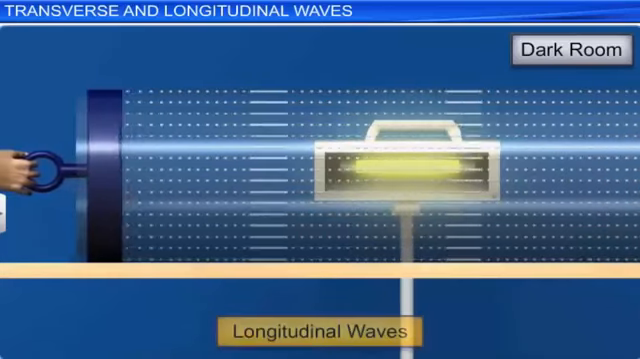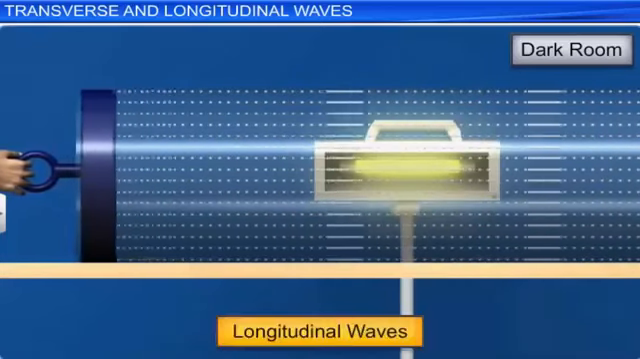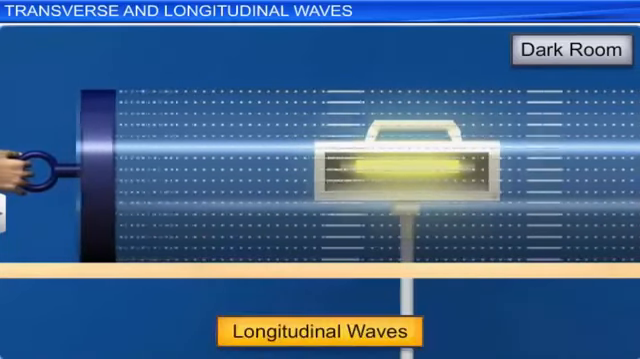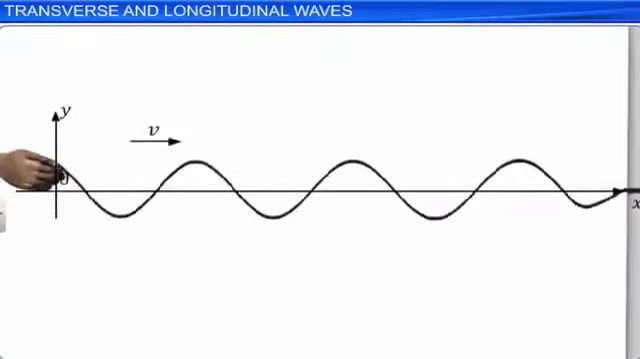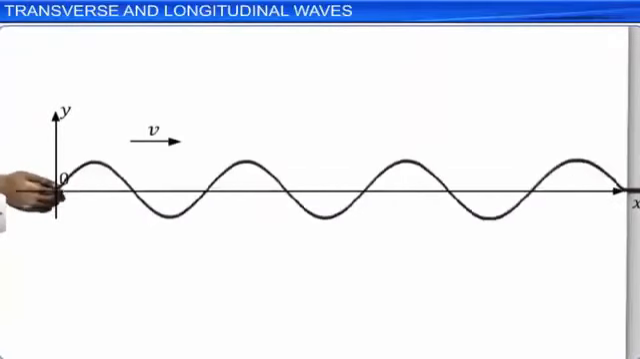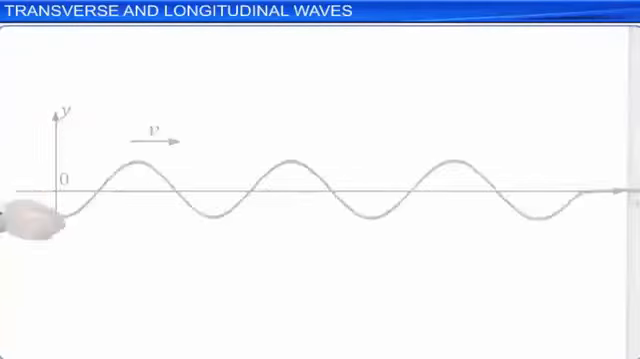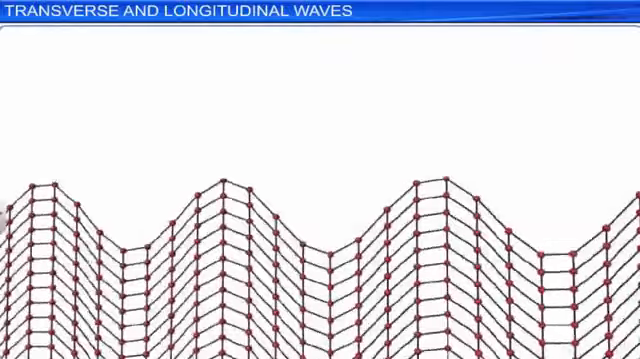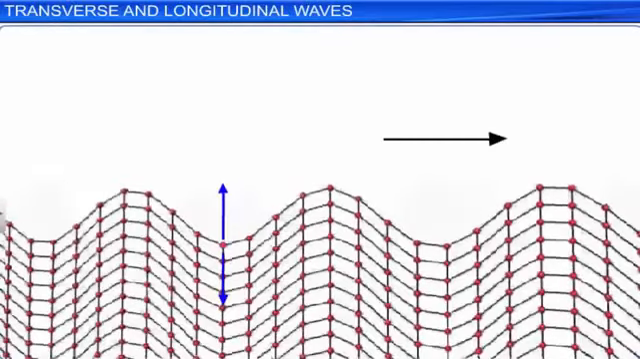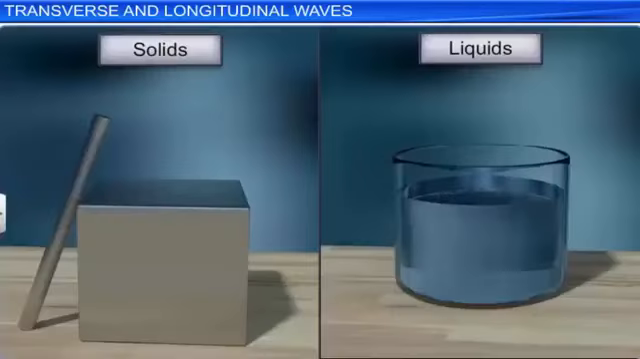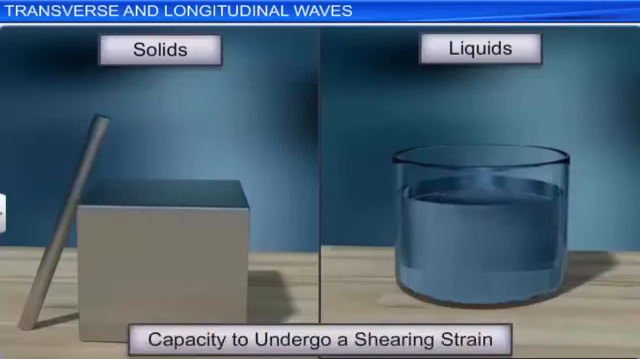In a transverse wave, as the wave propagates, each element of the medium undergoes a shearing strain. Elements in solids and liquids have the capacity to undergo a shearing strain. Therefore, transverse waves can propagate through solids and liquids.